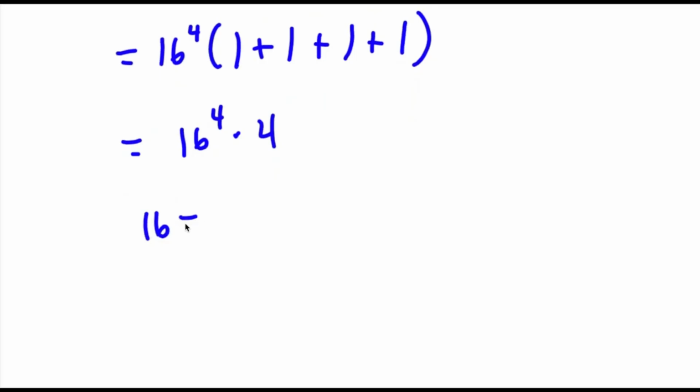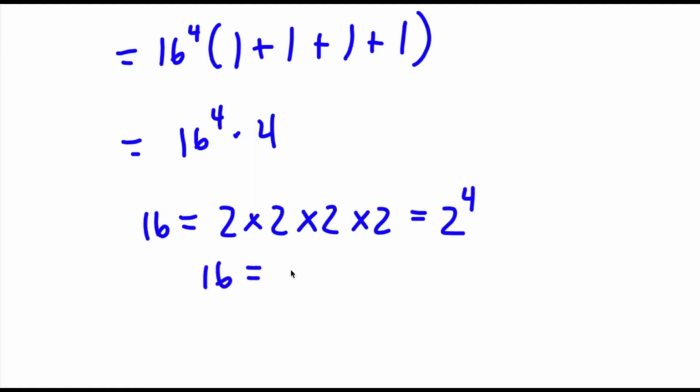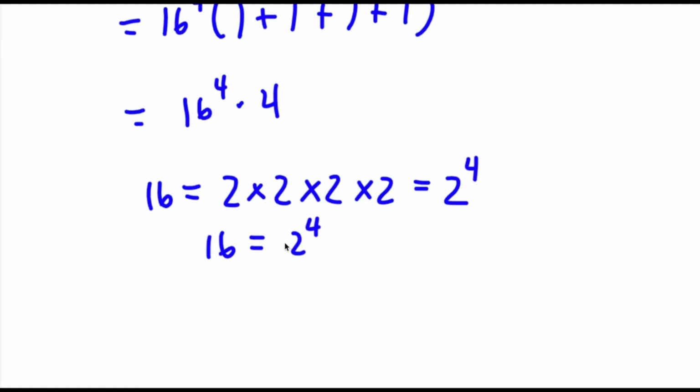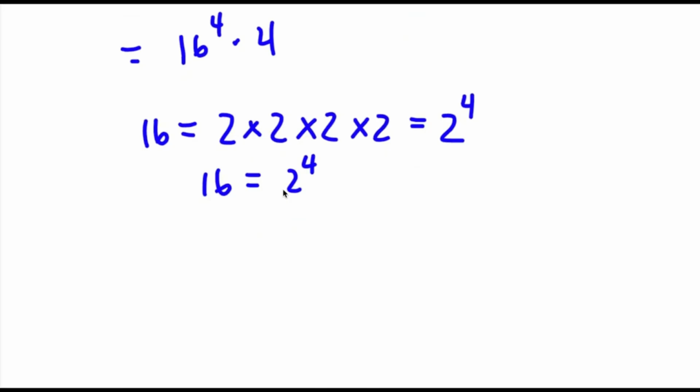Now 16 here is equal to 2 times 2 times 2 times 2. And 2 multiplied by itself 4 times is the same thing as 2 to the power 4, right? Meaning 16 is the same thing as 2 to the power 4. So now, if I substitute 2 to the power 4 for 16 in this problem, I get 2 to the power 4, to the power of 4, times 4.